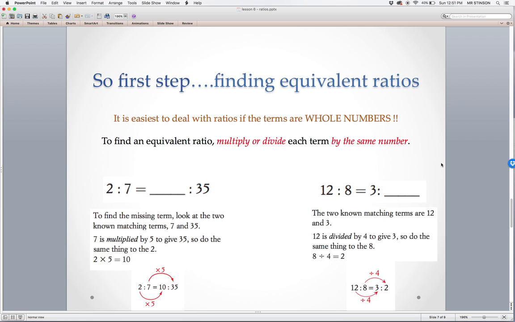So below you can see that our new equivalent ratio of 12 to 8 has become 3 to 2, because in this case we've divided both of our original terms by 4. 12 divided by 4 becomes 3, and 8 divided by 4 becomes 2. We'll do more examples of this in class.